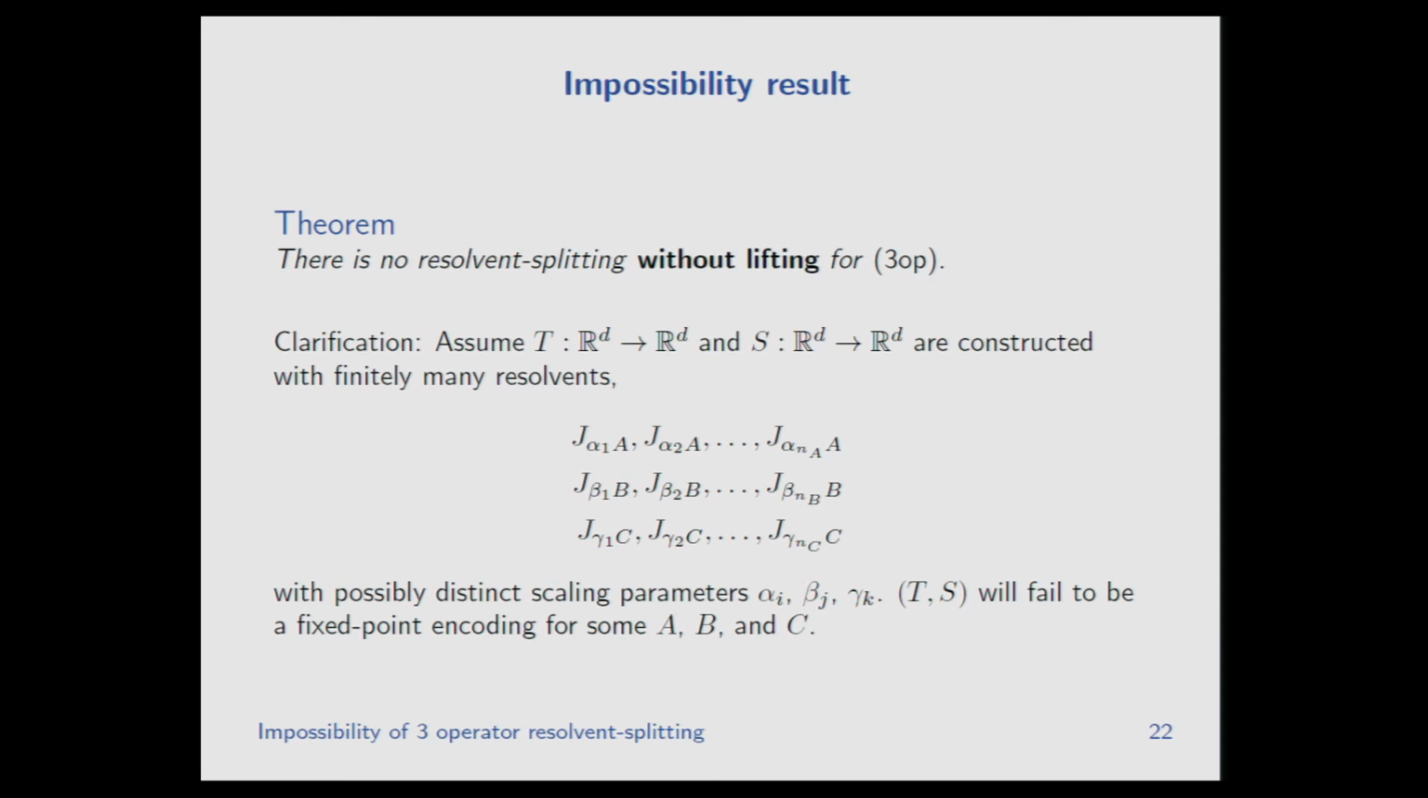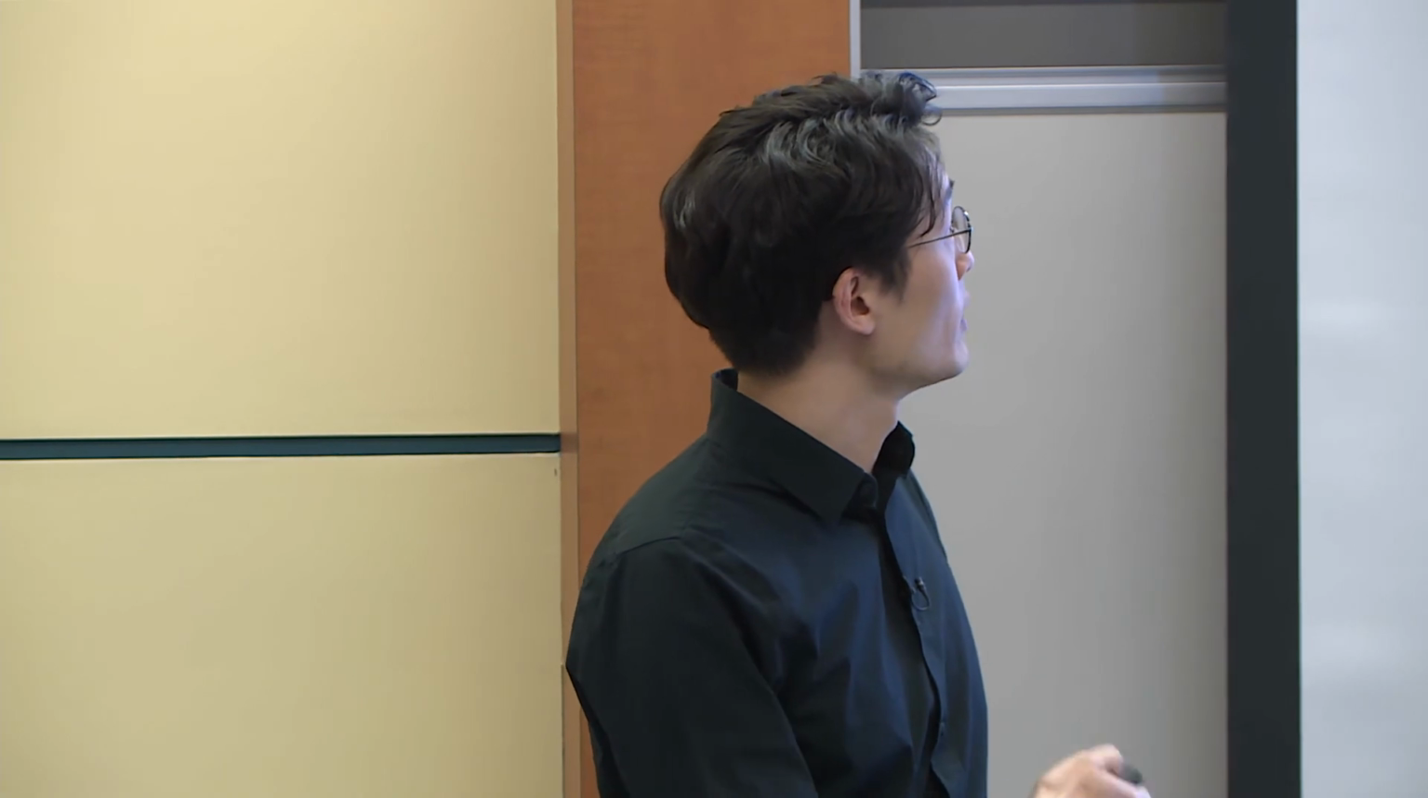And by the way, this theorem is not talking about convergence in any way. So what fails is the fixed point encoding. Such a mapping will fail to be a fixed point encoding for some monotone operator triplet A, B, and C. And to remind you, a fixed point encoding means if you start at the solution, you stay at the solution. And that condition cannot be met for some operators A, B, and C under this assumption.